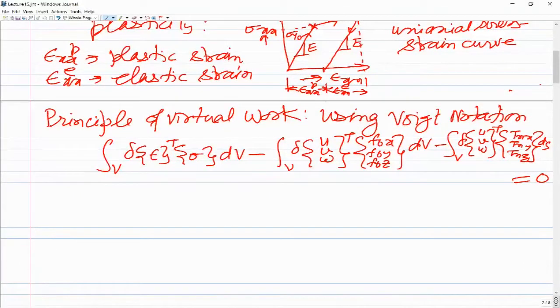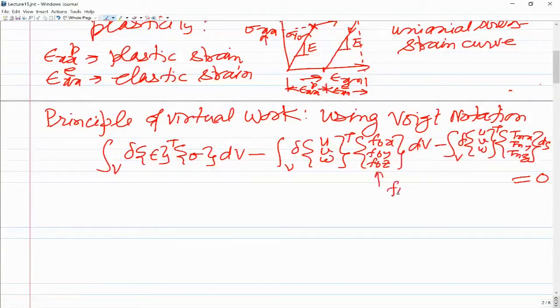Sir, in the first term, there should be one epsilon also after sigma. No, there's only one epsilon, delta epsilon transpose into sigma. So this is the virtual work of stresses sigma. There is no additional epsilon. When we write in terms of the constitutive relation, sigma is written as the constitutive matrix into epsilon, then you get it. But here it will be sigma.